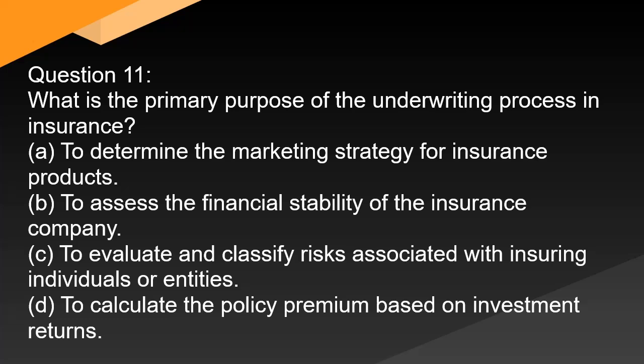Question 11. What is the primary purpose of the underwriting process in insurance? A. To determine the marketing strategy for insurance products. B. To assess the financial stability of the insurance company. C. To evaluate and classify risks associated with insuring individuals or entities. D. To calculate the policy premium based on investment returns.